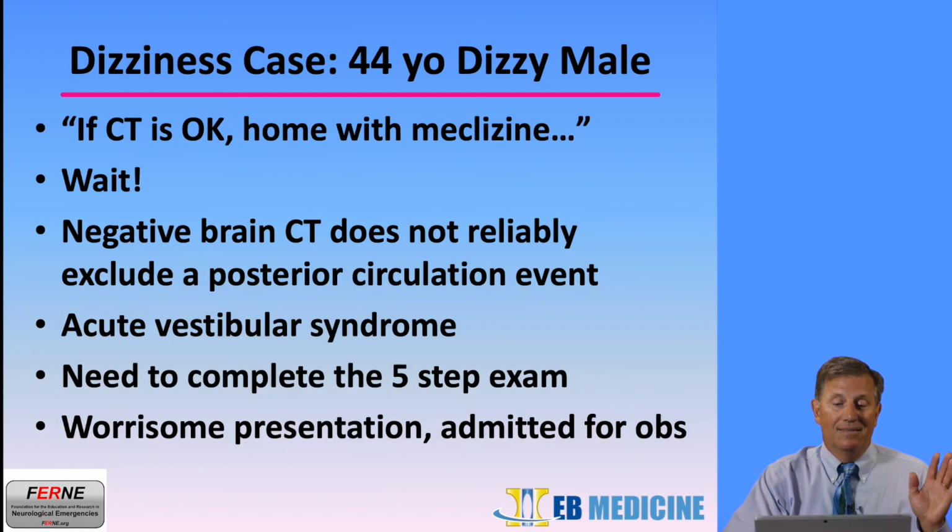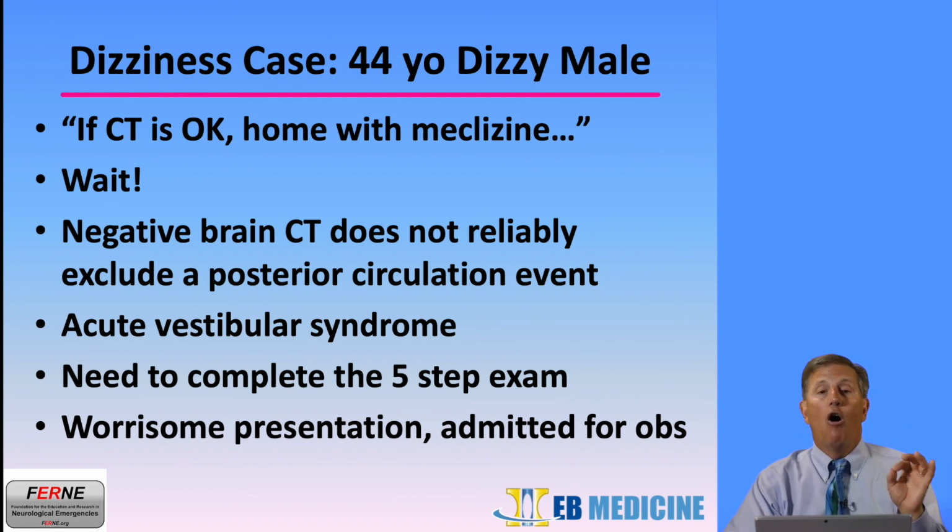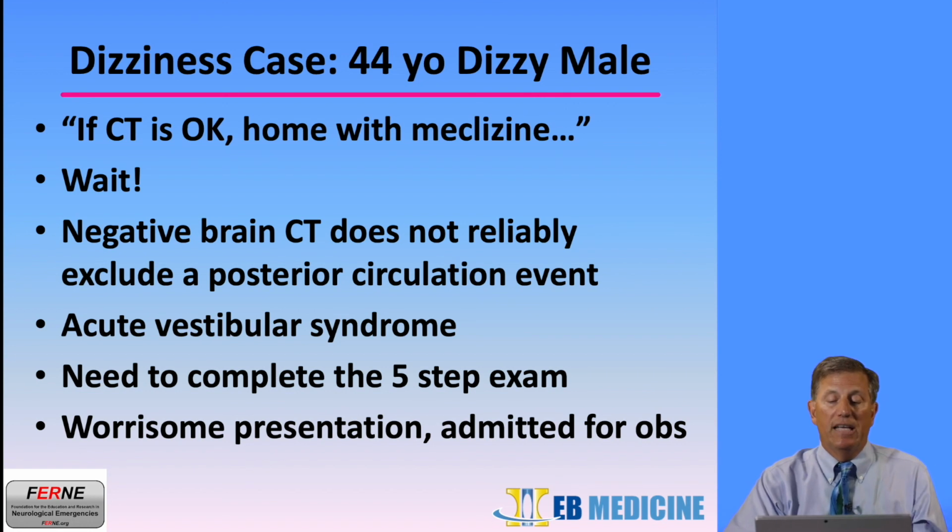Wait! If the CT is okay, home with meclizine? Remember, a negative brain CT does not reliably exclude a posterior circulation event. Acute vestibular syndrome, you need to do the 5-step HINTS exam and have all 5 of those suggest a peripheral etiology. If it's a worrisome presentation, where the guy says, I'm walking like I'm drunk, I can't stand up, something's wrong, that worrisome presentation requires admission for observation.